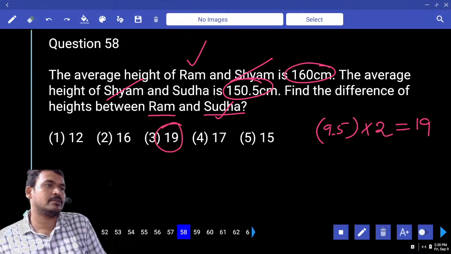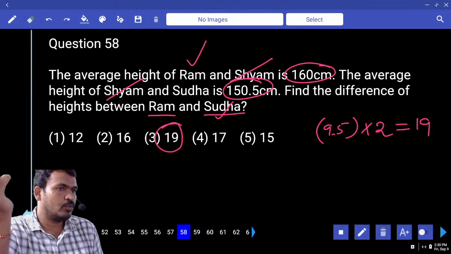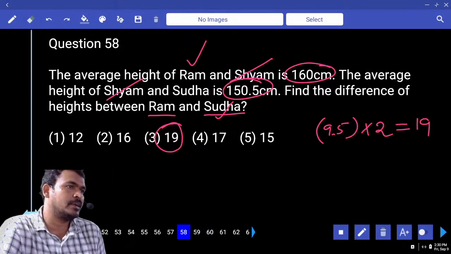Suppose if it is 3 persons, into 3 or not? 2 persons means into 2. 3 persons means into 3.